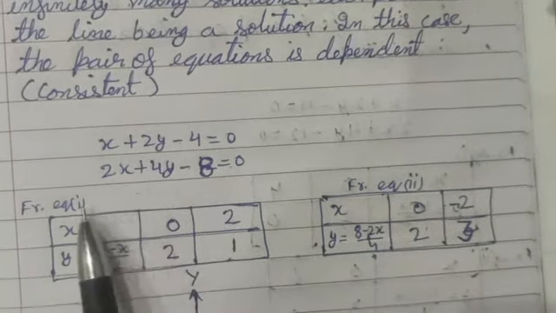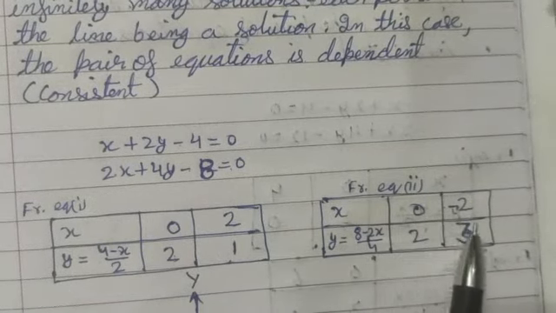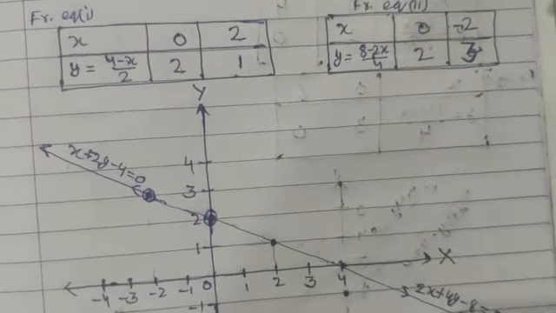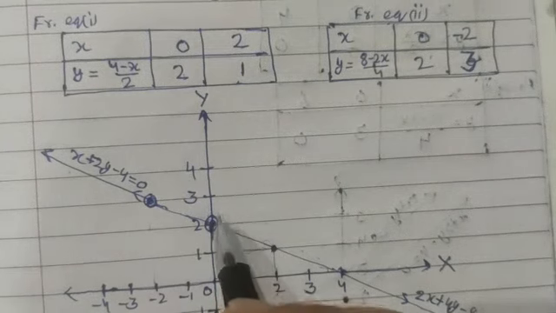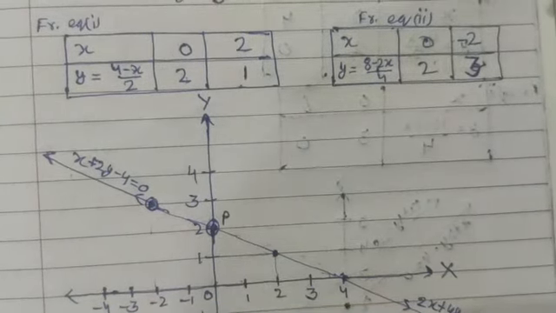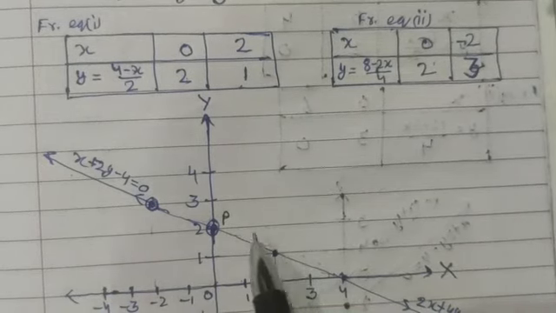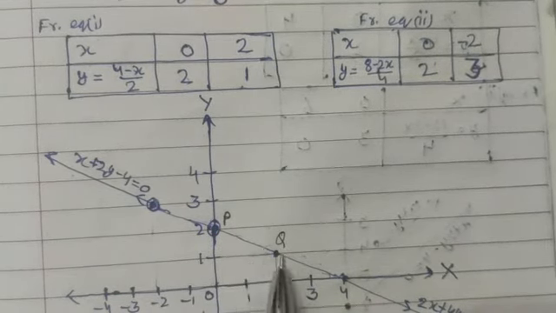Similarly, on solving equation second, we are getting 2 points: (0, 2) and (-2, 3). Now we will draw a graph for it. First one was (0, 2): x is 0, y is 2. So this point P is the point (0, 2). Now second one is (2, 1): if x is 2, then y is 1. This is point Q. Now join these points and produce them.